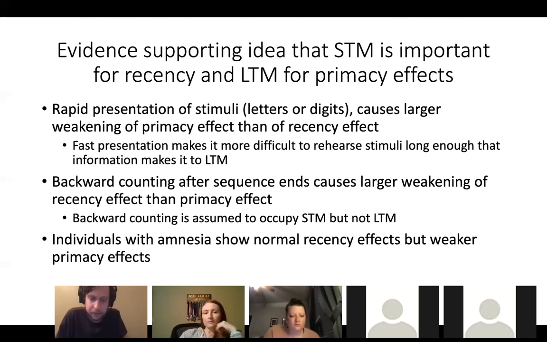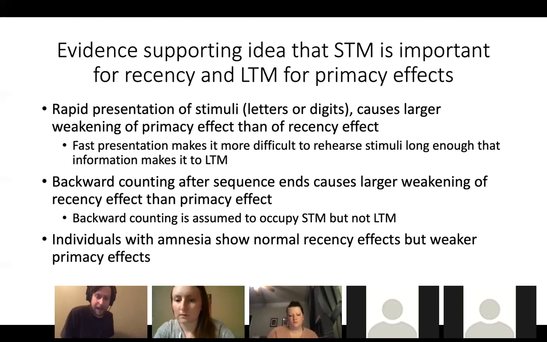Amnesia is often portrayed on television and movies and stuff. Amnesia is basically the inability to remember stuff with your long-term memory. People with amnesia oftentimes can remember stuff with their short-term memory, stuff that just happened. But stuff that happened days ago or weeks ago, months ago, people with amnesia are no longer able to remember that. Amnesia here is an impairment in long-term memory.